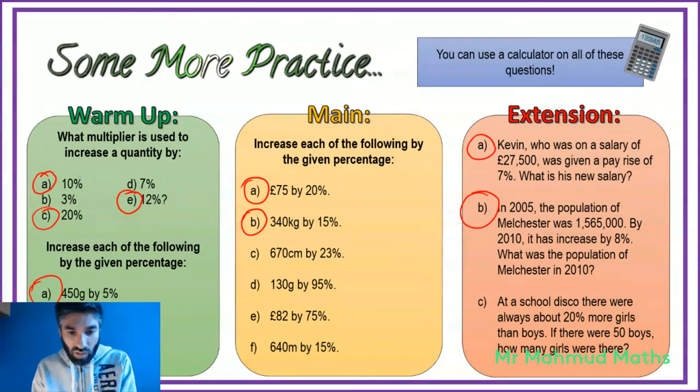Gushy is saying C is 1.2. Yes, well done, 1.2. How about E? Silencers plays 75 pound by 20 is 90. Yes, increasing it. So not 1.20 times by 75. Asher Dadaboy is saying 1.1. Yes, it is 1.1, 1.2, and 1.12. Well done.